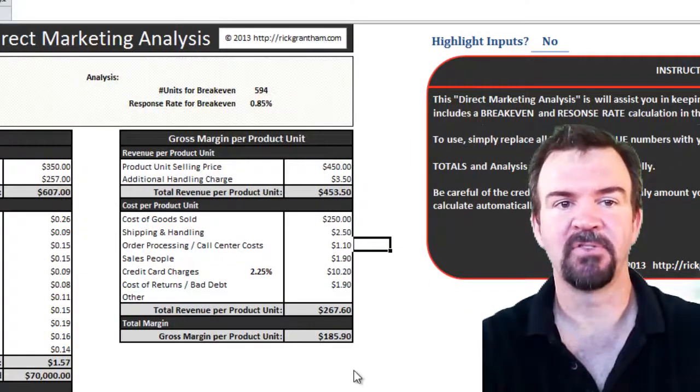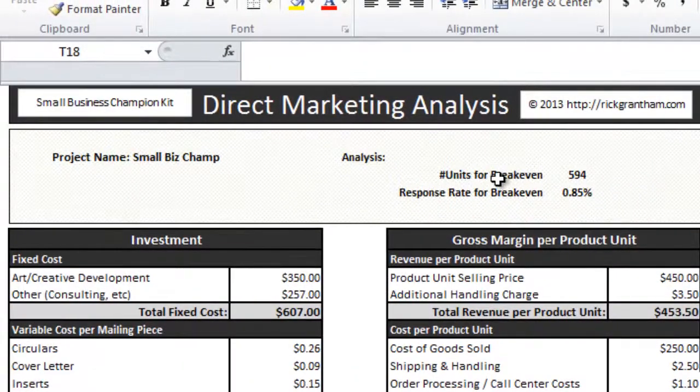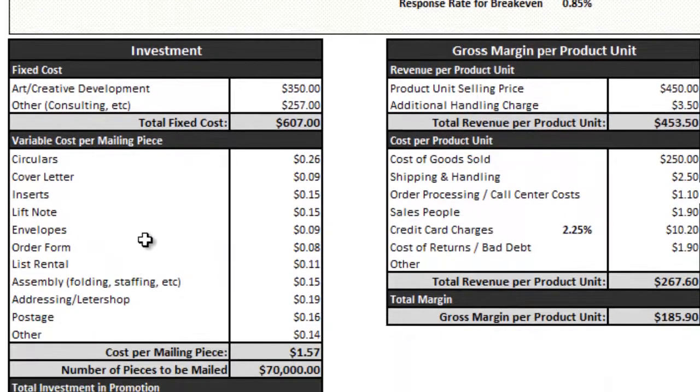So let's scroll to the left hand side and you'll see the direct marketing analysis. Up at the very top here, you'll see the analysis, which is the number of units per break even. This will automatically calculate for you, and your response rate for break even, which will automatically calculate for you as well. So there's quite a few things you could put in here for your fixed cost, your variable cost, and then your overall revenue per product unit. So let's go ahead and start filling some of this out and show you how the numbers update and change.